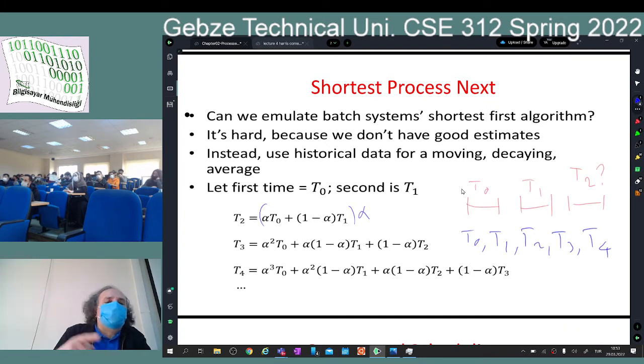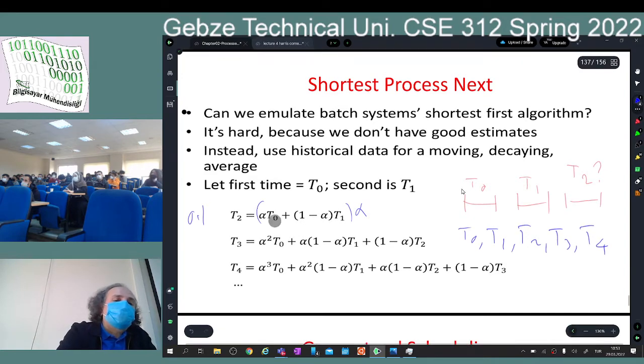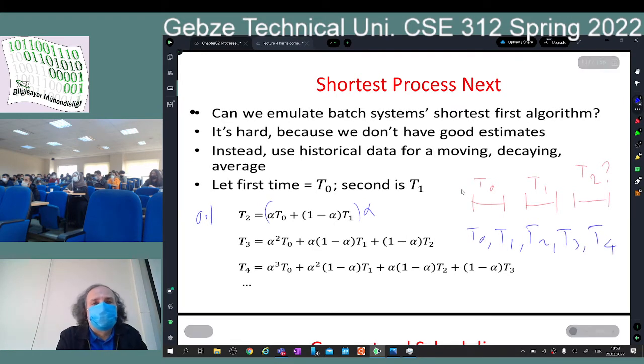But depending on my alpha, if I keep my alpha small, 0.1 for example, I will get affected from T0 very, very little. Mostly I will get affected from T1, from the close by ones. So that's kind of an adaptation of the shortest remaining time next approach, and it is an approach for the interactive systems.